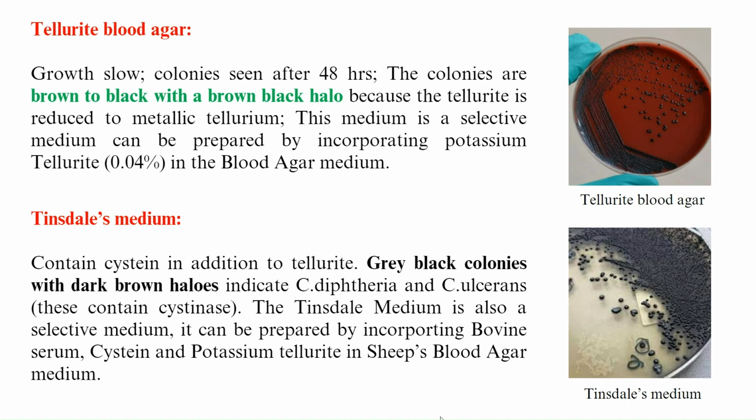In Tinsdale's medium, which also contains cysteine in addition to tellurite, the colonies with gray-black color and dark brown halos indicate Corynebacterium diphtheriae and Corynebacterium ulcerans. These contain cystinase. The Tinsdale medium is also a selective medium. It can be prepared by incorporating bovine serum, cysteine, and potassium tellurite in sheep's blood agar medium.